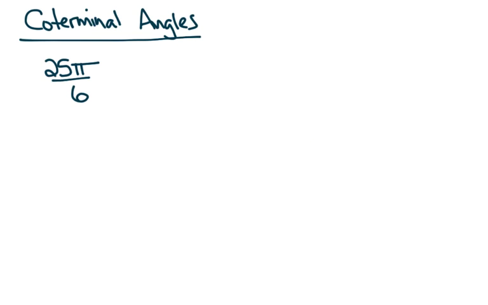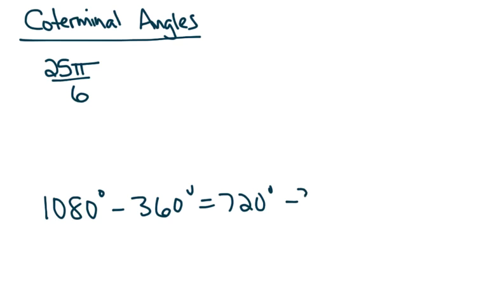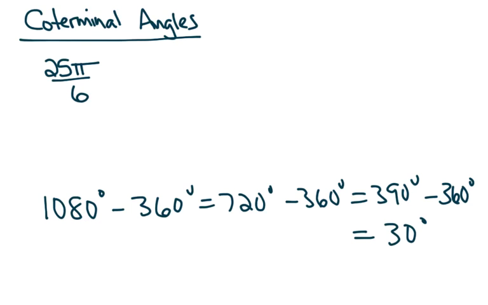Now let's talk about coterminal angles of angles in radian measure. When we did coterminal angles of angles in degrees, so for example, let's say I gave you 1080 degrees and I said, find its coterminal angle between 0 and 360, you kept subtracting 360 until you got an answer that was between 0 and 360. So if I keep going, I had to subtract 360 a couple of times before I found out it was 30. But in radians, 360 degrees is the same as 2 pi. So what I can do is subtract 2 pi.